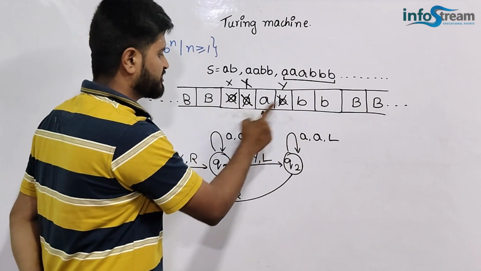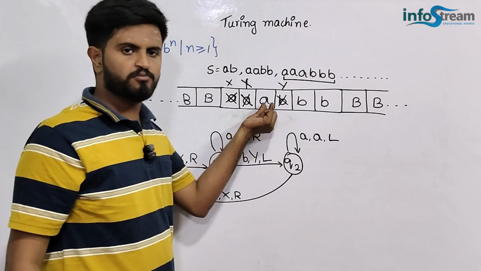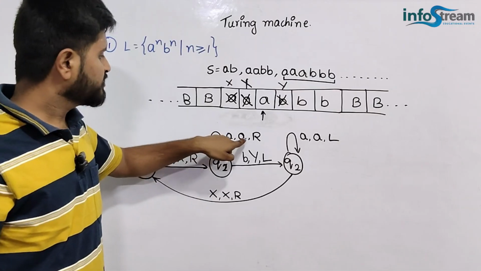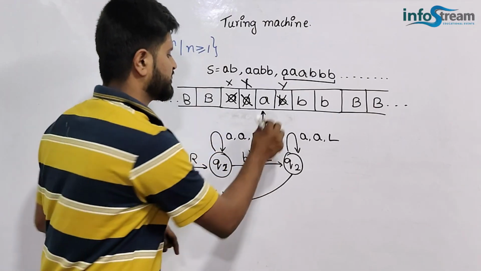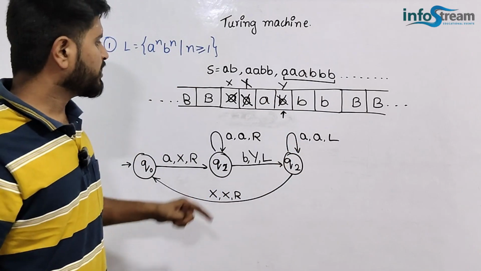So what we will be following here? Alternate 1a, 1b. Now 1a is over again. So again I must move to b. I can't change the name of a again. So what I will be doing? Self loop. If you encounter a, you keep a as it is and move towards the right side. So now I occurred here.